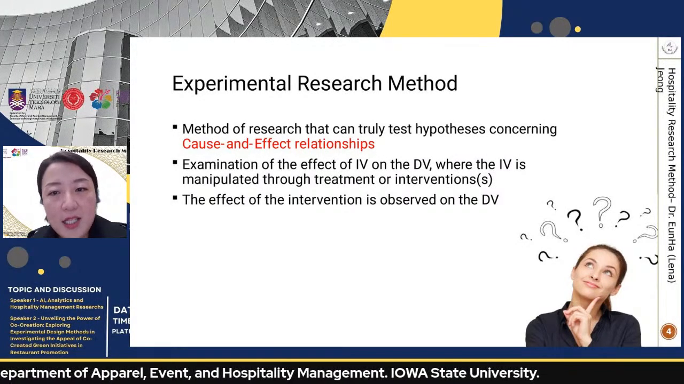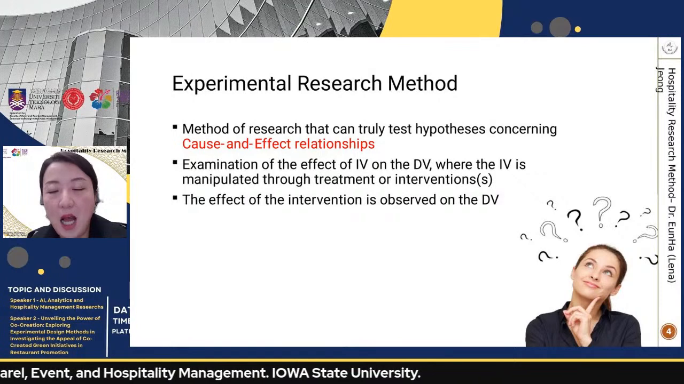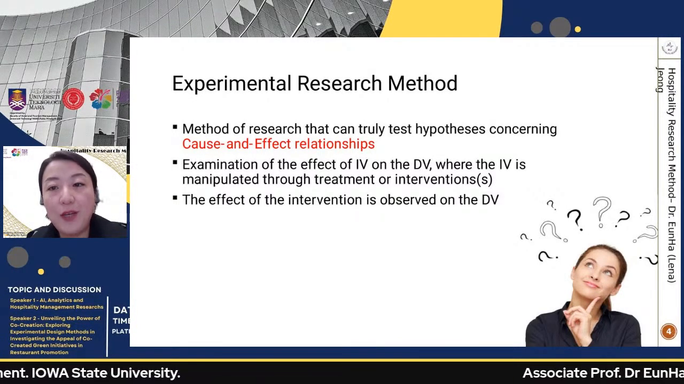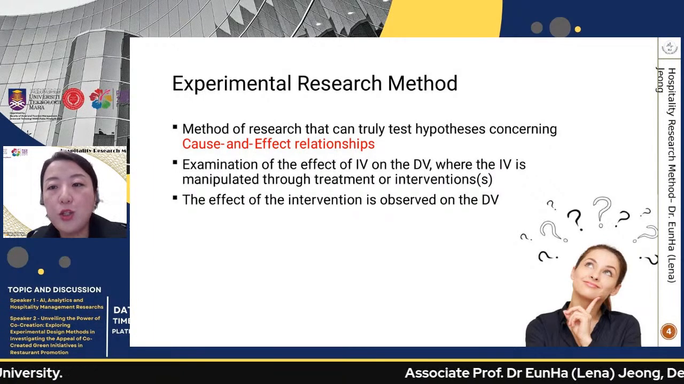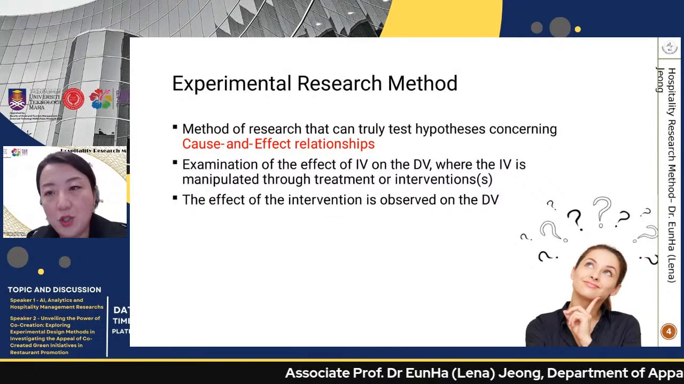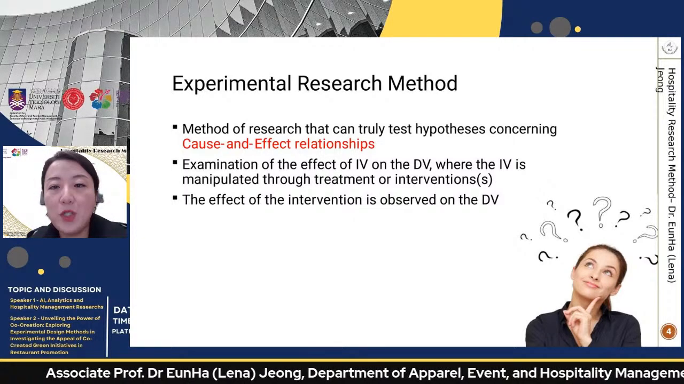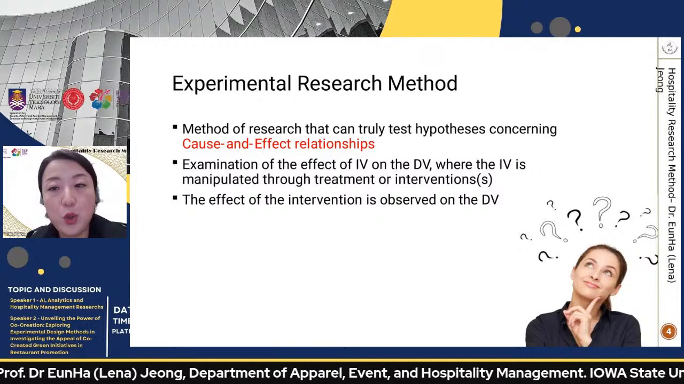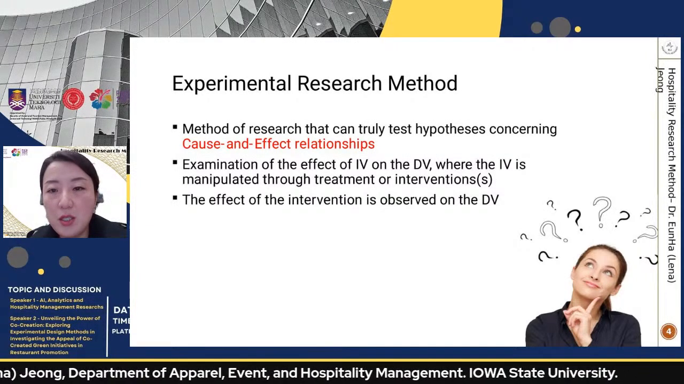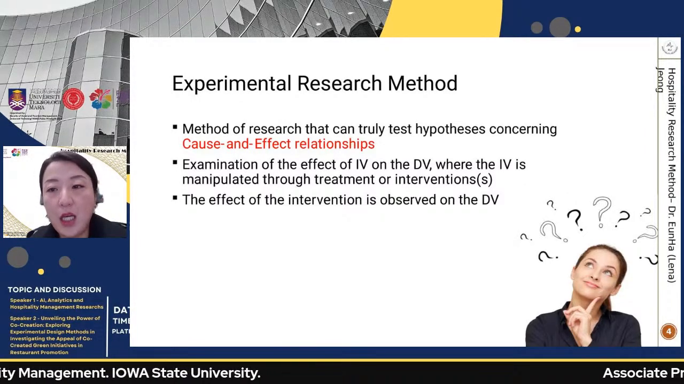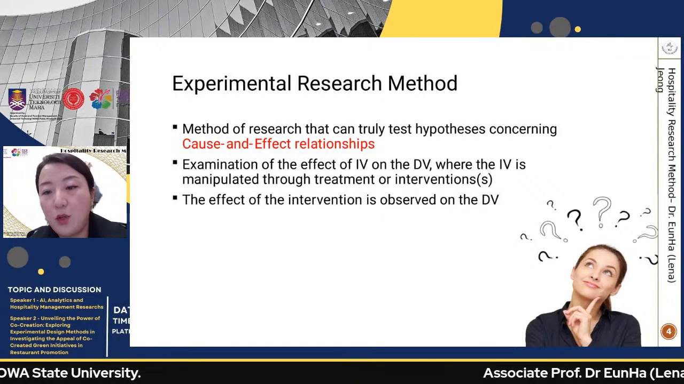This cause and effect relationship is also the examination of the effect of independent variables on the dependent variable that you are interested in. Here, the independent variable could be something that is manipulated through the treatment and interventions. And the effect of those interventions, so the independent variable, can be observed on the dependent variable of your interest.